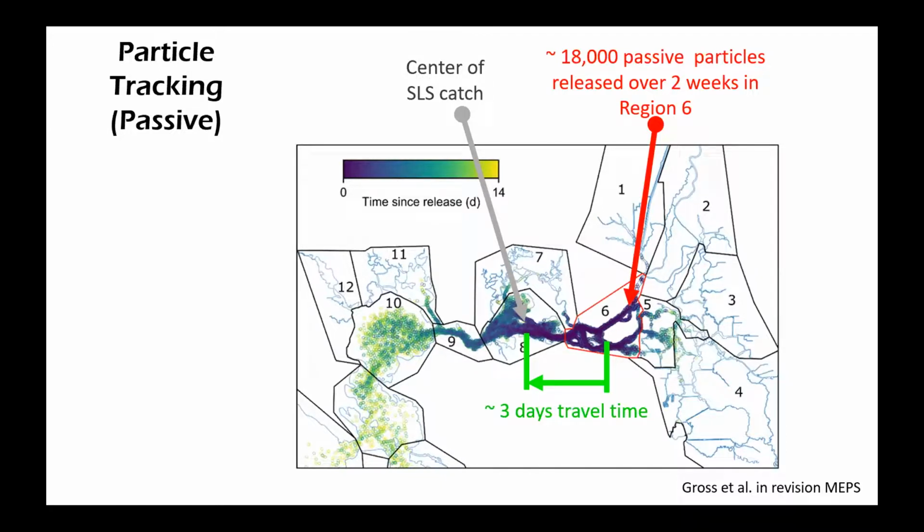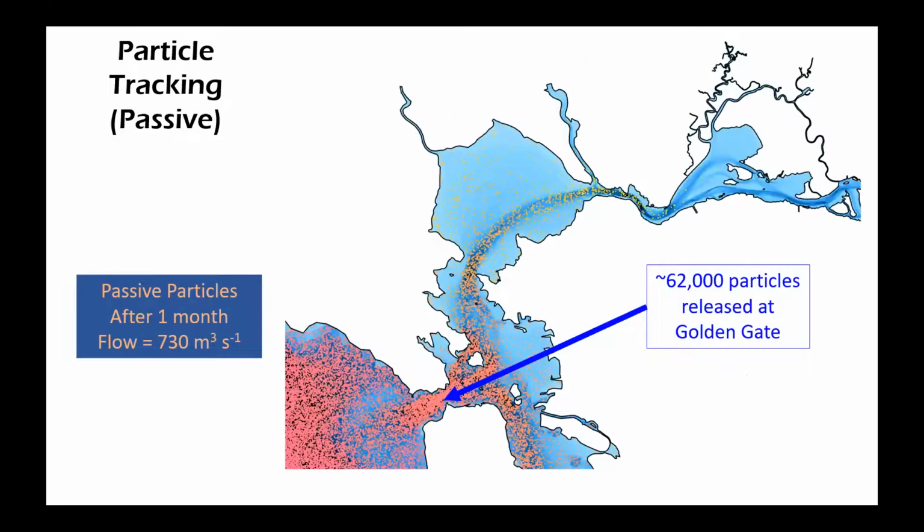So how do they get back there? So we have to go and look at releases of particles down in the Golden Gate, and that's this pattern. If you release particles at the Golden Gate, we released 62,000 particles. Well, Ed did, and after 1 month, they were mostly out in the ocean. Hardly any of them went back up here. So if they're passive particles and they're released at the Golden Gate, they go out to sea. If they're passive particles and they release up in the Delta, most of them go to sea.